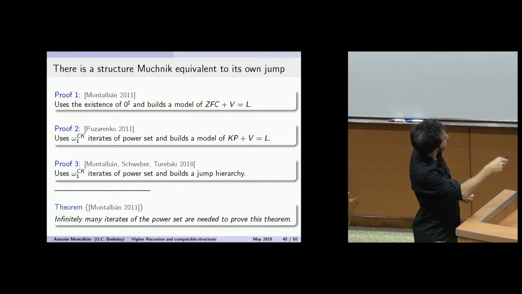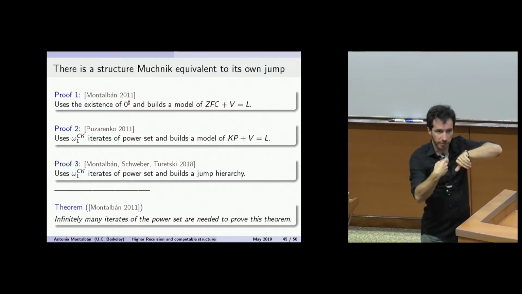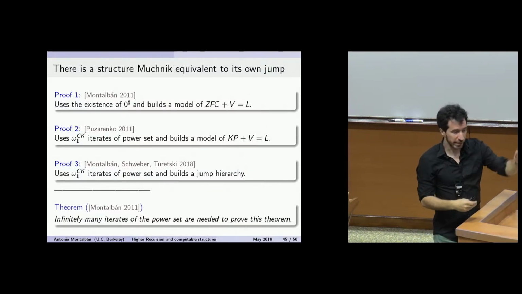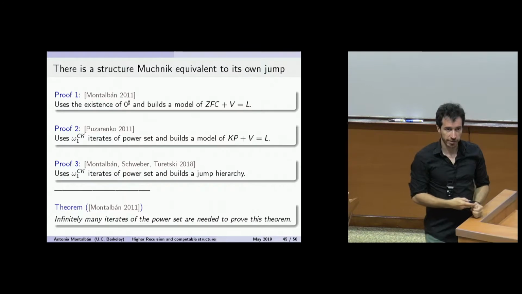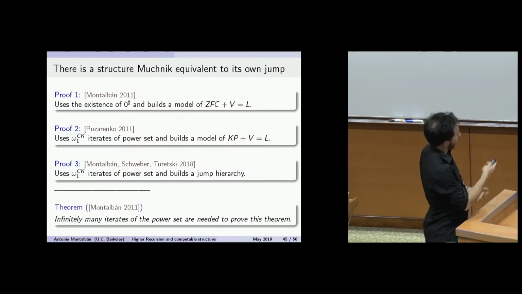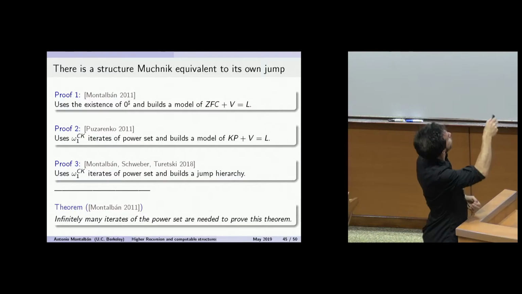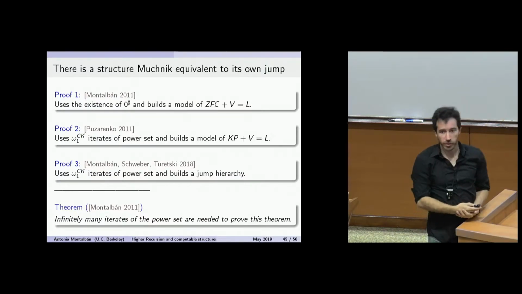This is pretty much the same theory that I guess Ted was talking about, CFC minus with finitely many iterations of the power set axiom. Even though it's completely different, I don't know. But okay, so the last slide is about the idea to prove this. But let's go to how you build this proof of a structure equivalent to its own jump.